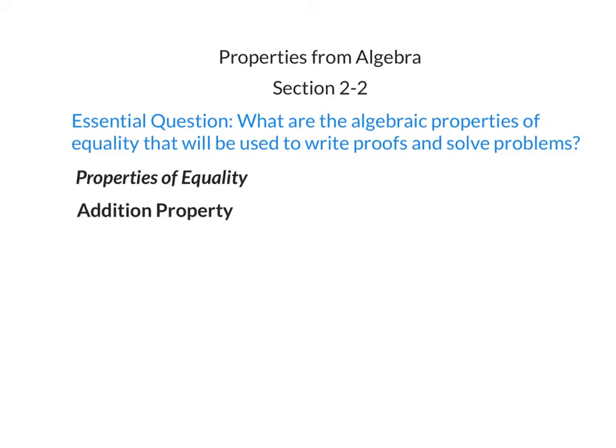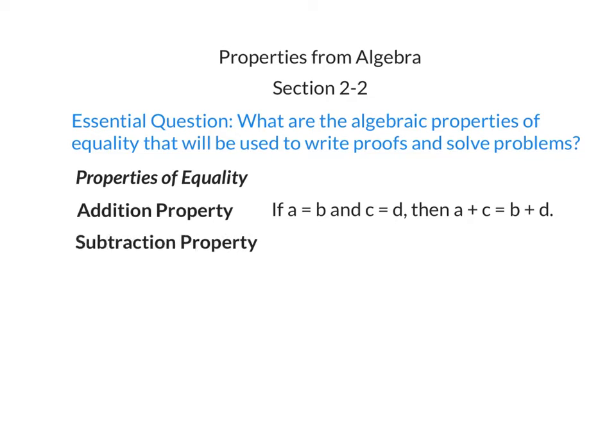The first of these properties of equality is the addition property. This property simply states if A equals B and C equals D, then A plus C equals B plus D. The next is the subtraction property. And this simply states that if A equals B and C equals D, then A minus C equals B minus D.